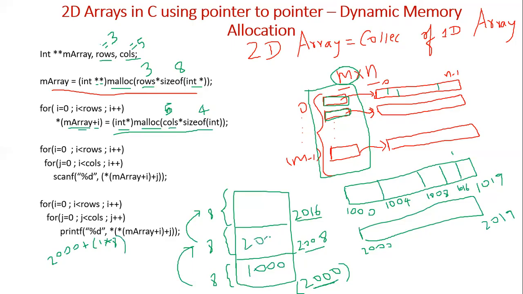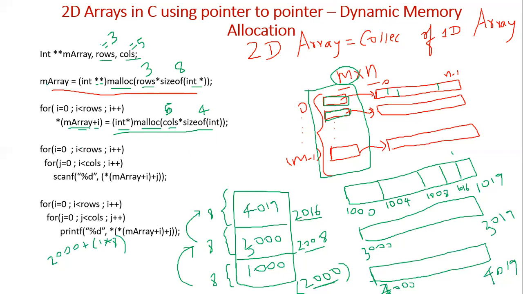Similarly, for the third one dimensional array, it cannot be 2000, because that is already used. So let us assume this is 3000 to 3019, and that will come here. And if the next one dimensional array is 4000 to 4019, then that starting address will come here. Fine.